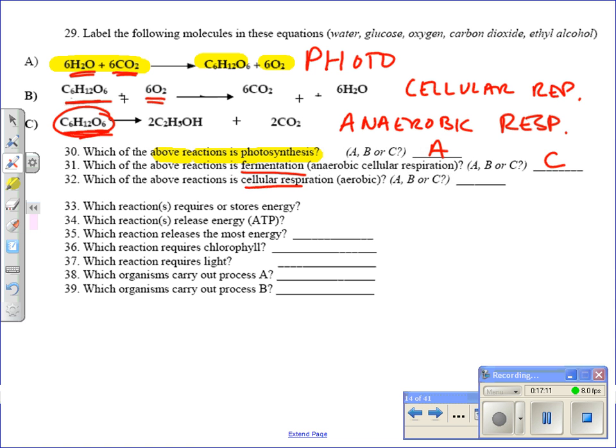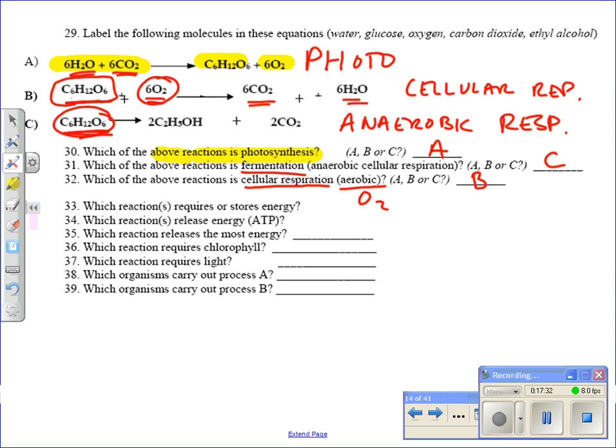Which of the reactions is cellular respiration? Remember, cellular respiration is aerobic. Aerobic means oxygen, so O2 has to be on the left. So bingo, you have O2 right there. You also have C6H12O6, which you should know is glucose after taking biology. You're going to produce carbon dioxide and water. So the correct answer there is going to be B.